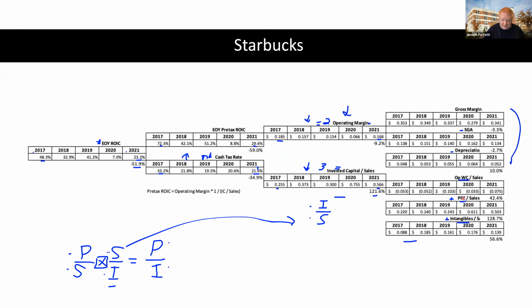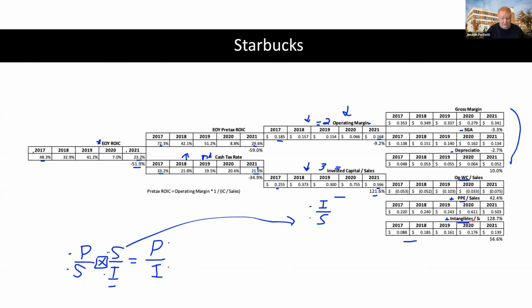The next item is spending on stores, PP&E to sales. In 2017, they spent 22 cents on PP&E for every dollar of sales. In 2021, they spent 50 cents on PP&E for every dollar of sales. They more than doubled the amount of spending on their stores, right? That's the big reason why invested capital to sales went from 25.5 to 56 cents.